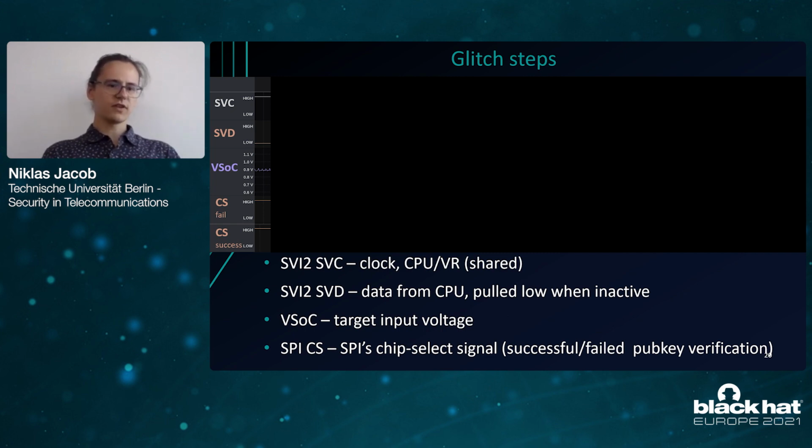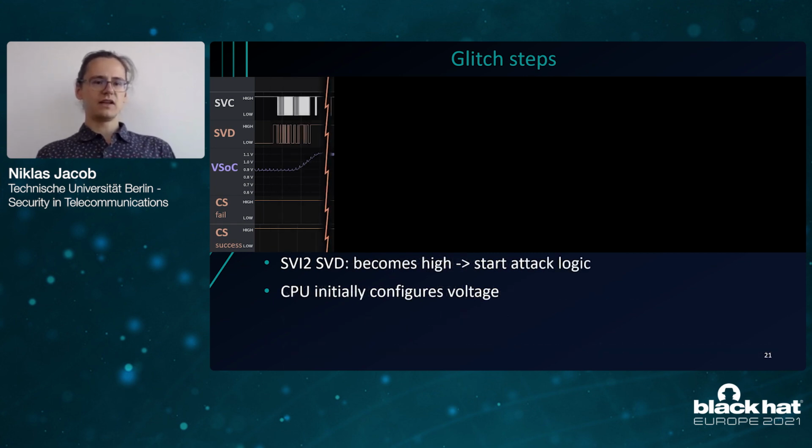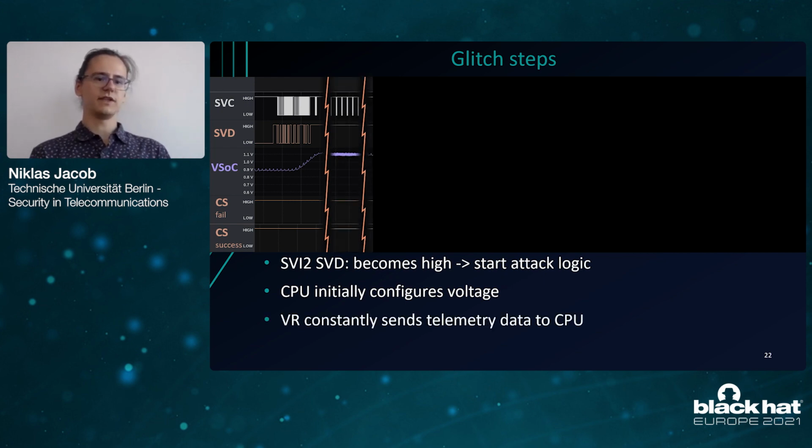First of all, this is right after the system has been reset. The SVD, so the data line of the SPI2 bus, is low, and it becomes high when the system starts to boot. You can see there's two packets being injected by the CPU onto the SPI2 bus, which set some default voltages. Our TNC notices this and starts with the attack logic. And you can see also the two packets that the CPU injects here actually cause the voltage of the VSOC to rise immediately.